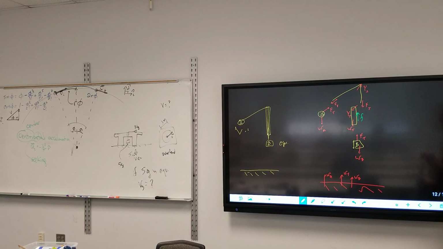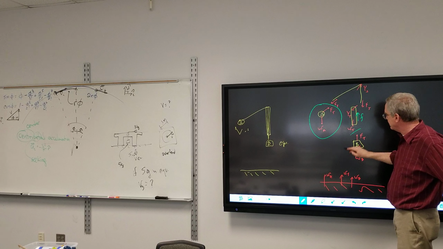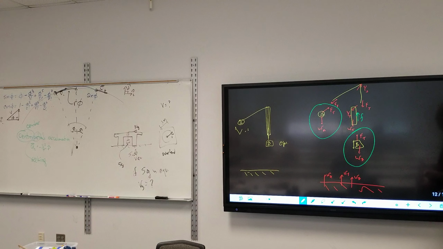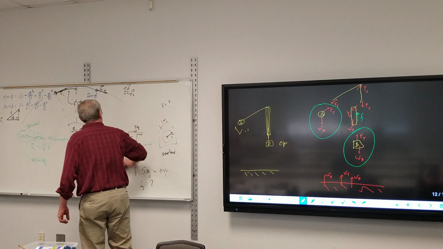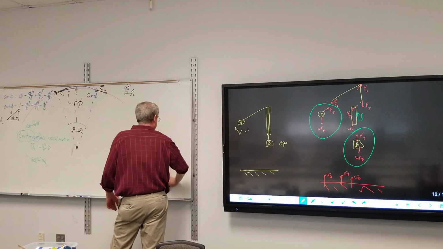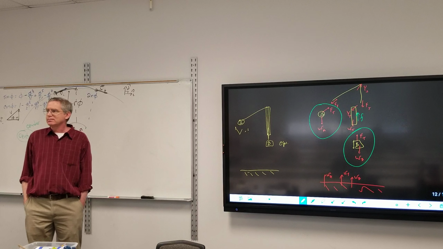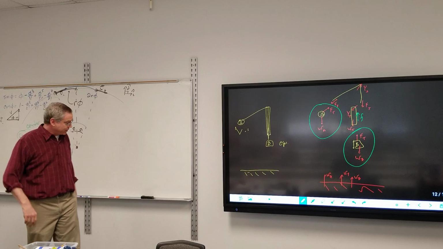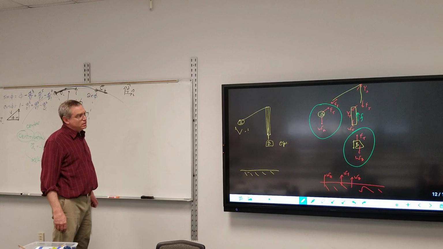But what I really care about is the two masses. So let's do the analysis of just those two masses. In what direction is mass B accelerating? It isn't. Why? Because it's in equilibrium.